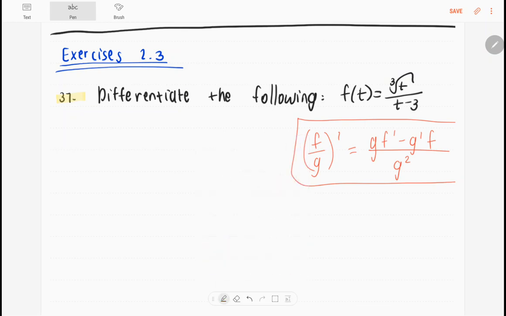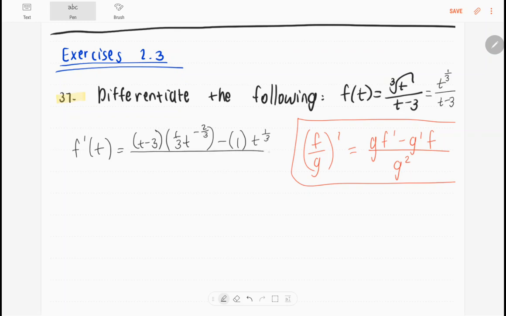Okay. So let's now look at our function. We want the derivative of f with respect to t. I'm just going to write this cube root of t as t to the power a third, over t minus 3. So to take the derivative, it's going to be the bottom multiplied by the derivative of the top, which is a third t to the minus 2 over 3. And then I have minus the derivative of the bottom, which is 1, multiplied by the top, all over the bottom squared. And that's it.